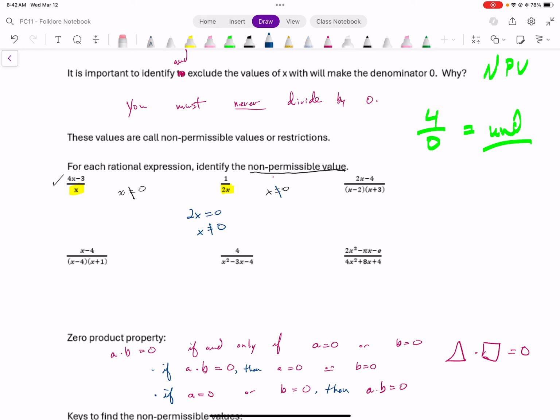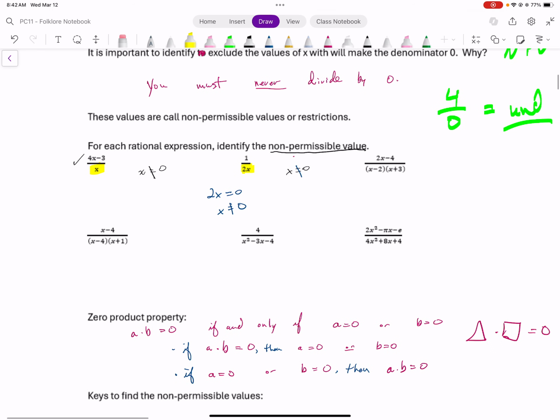Let's move on to the third example. Now this one's a little bit different. If you notice, we have 2 factors in the bottom. So when is that denominator equal to 0? Well, I'm just going to talk about the zero product property just briefly. It's something I think we all know and we've all come across. And if you think about it, it makes sense. I'm just going to say A times B is equal to 0 if and only if A is equal to 0 or B is equal to 0. By the way, A and B are factors.